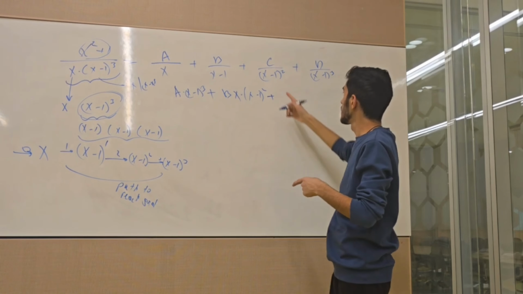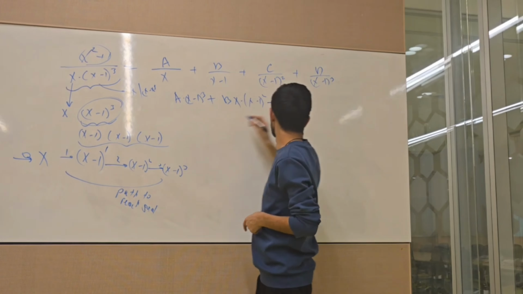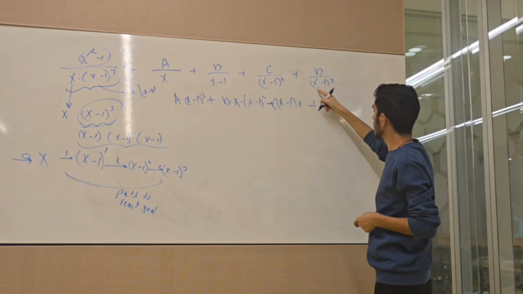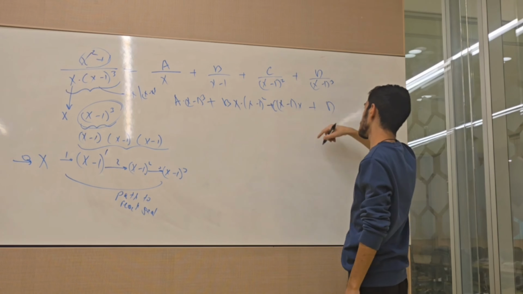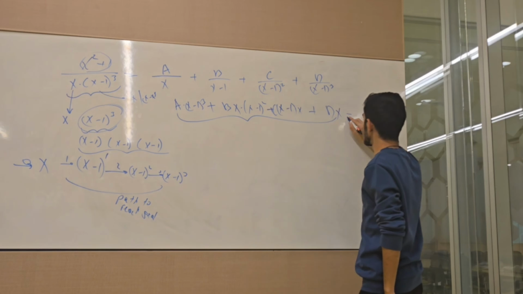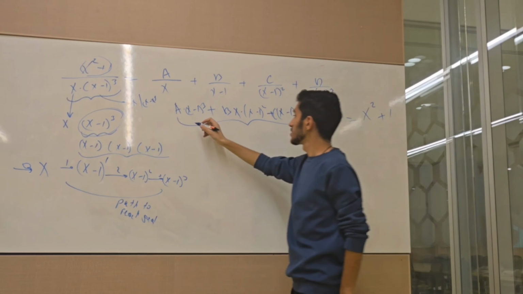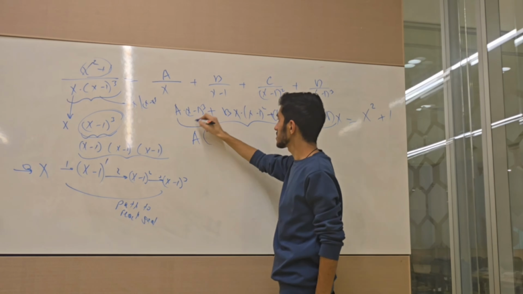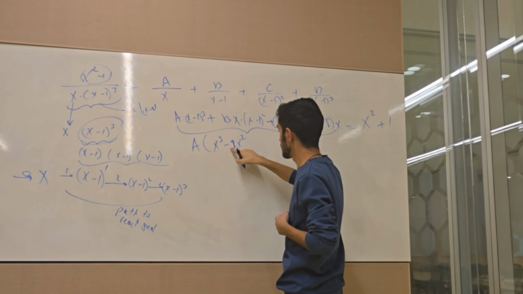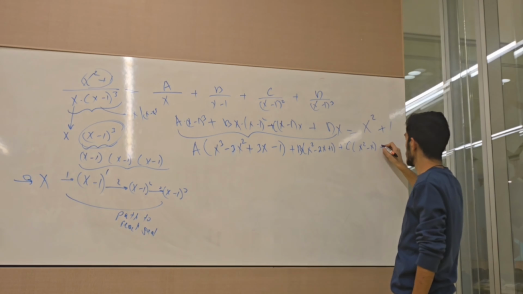We have (x minus 1) to the power of 2. We don't have x minus 1 and the x. Plus B, we have (x minus 1) to the power of 3. We don't have x. So, all of these must reach x squared plus 1. Let's open them. A times (x minus 1) to the power of 3, which is x cubed minus 3x squared plus 3x minus 1, plus Bx times (x squared minus 2x plus 1), plus Cx times (x squared minus x), plus Bx. So we see that.